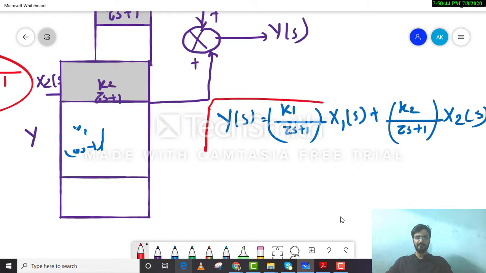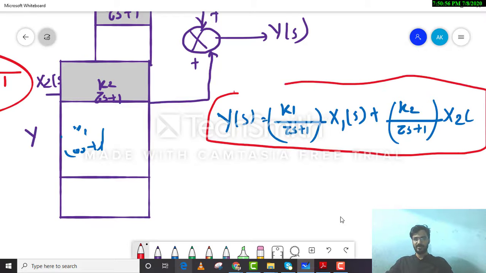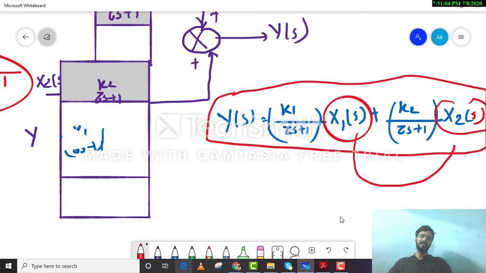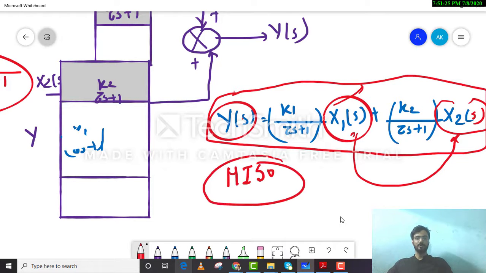Now if you see this output response, then your output response is going to depend upon both the X1 value and the X2 value. If you change both of these, then your output will be affected. If you change X1 only, then the output will be affected. If you change X2 only, then definitely the output will be affected. So this is the type of system that we call a multiple input single output system, and this is called MISO. MISO means multiple input and single output system.